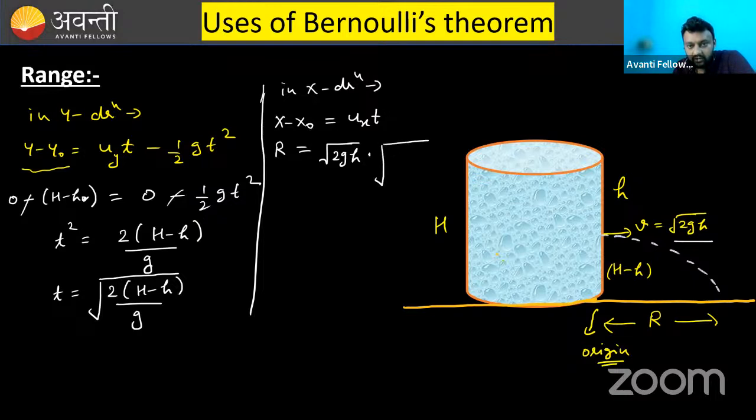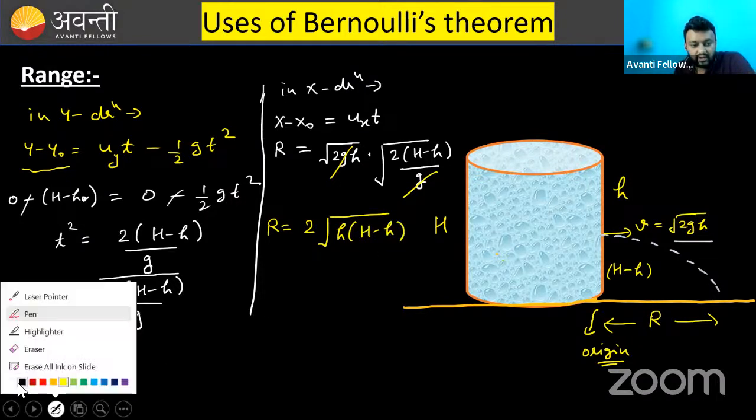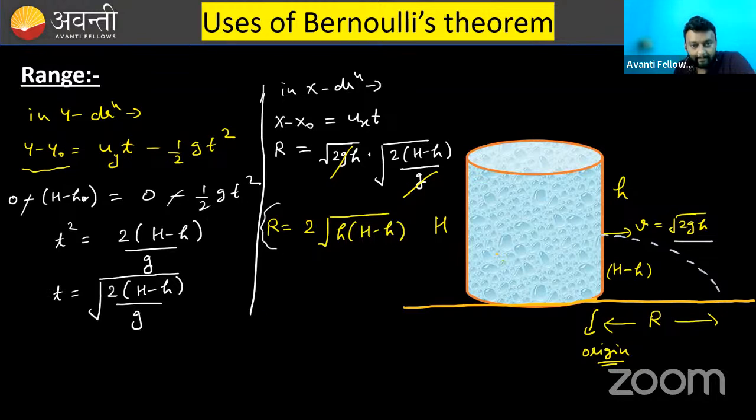Root 2gh into under root 2 times H minus h divided by g. So g can be cancelled out. So R will be what? You can see root 2 times root 2 is 2, so R is 2 under root small h times H minus h. This is the range of the liquid.